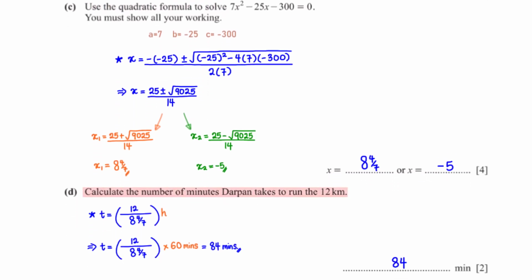Calculate the number of minutes that Pan takes to run the 12 kilometers. From part A, we've already found that the time he takes to run the 12 kilometers is 12 over x hours. In part C, we found two possible values of x. Time cannot be negative, so we use the positive value of x, which is 8 4/7. To convert this to minutes, we multiply by 60. When we type this into the calculator, we get 84 minutes.